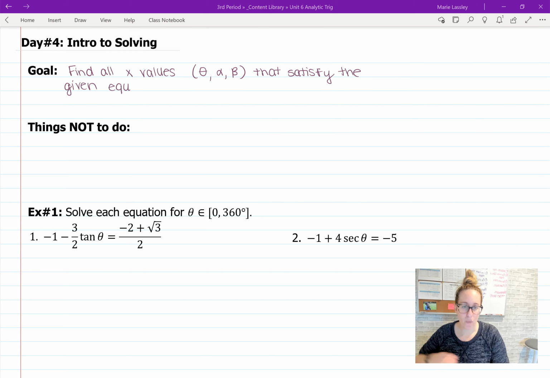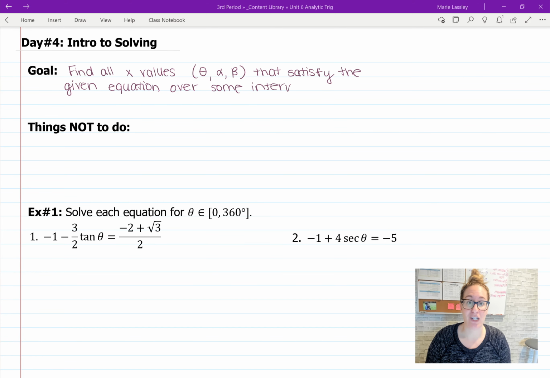Now, when we do normal solving, we don't have to worry about that over some interval piece, right? So that part's kind of strange. That's not usually in normal solving problems because you don't have an interval. You just find your one value that makes x equal to whatever and you're done. Well, that's not how it works with trig. Because trig functions have unlimited answers, they go in both directions, in the positive x direction and the negative x direction forever, you need to find all of the answers that make it true within the given interval.